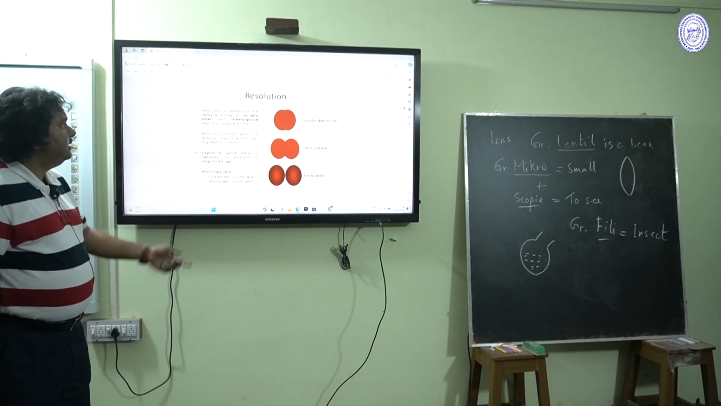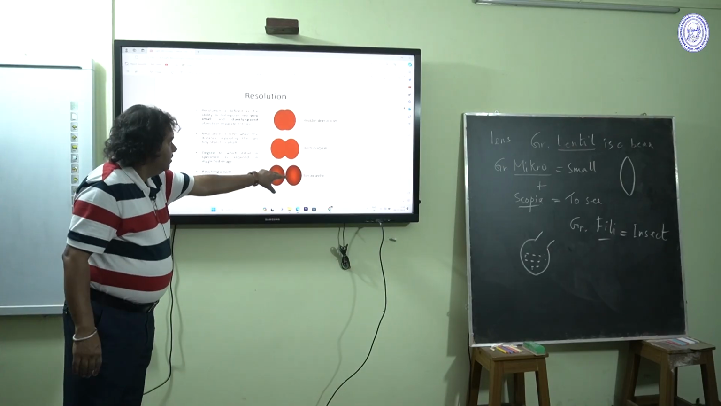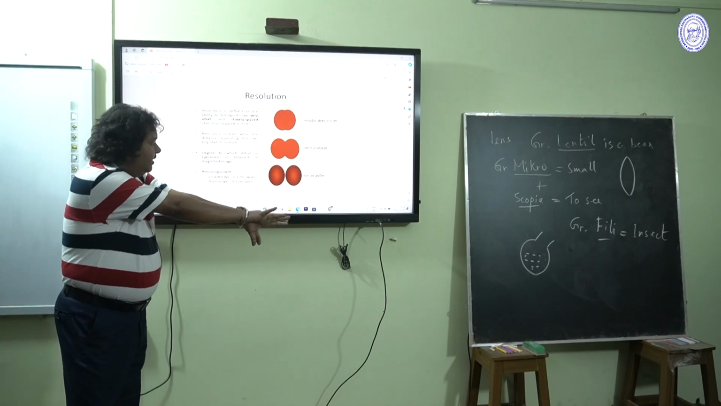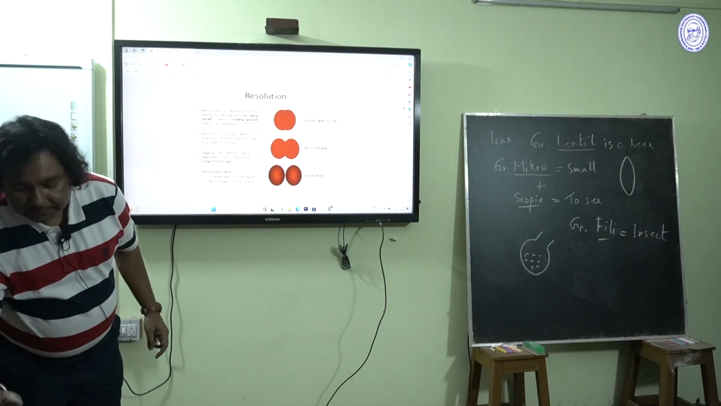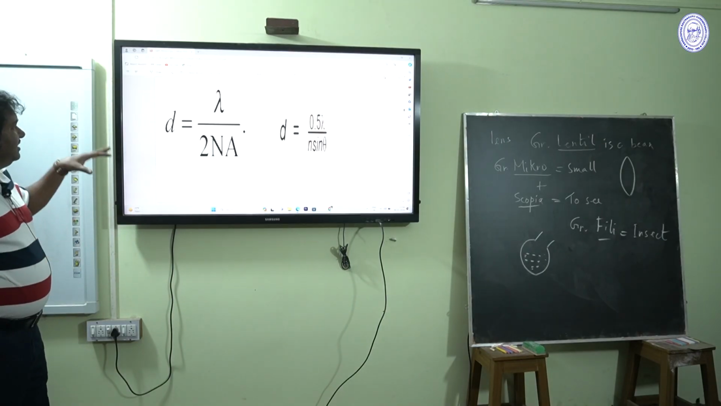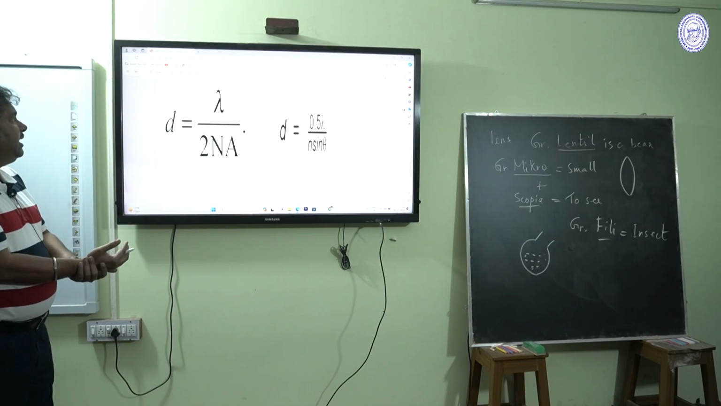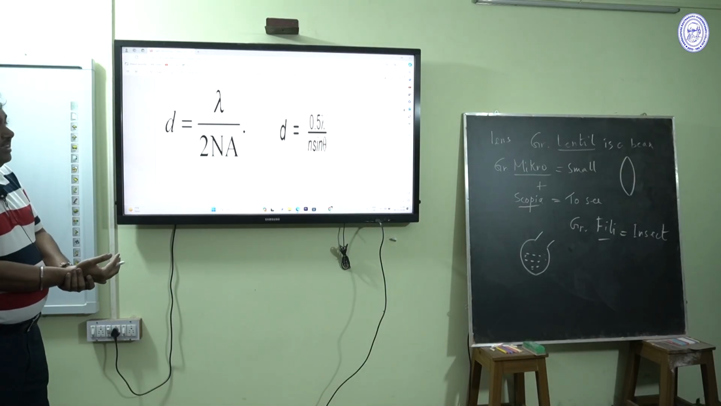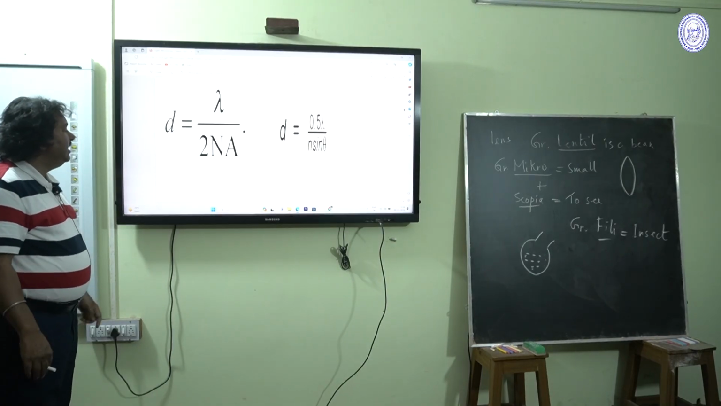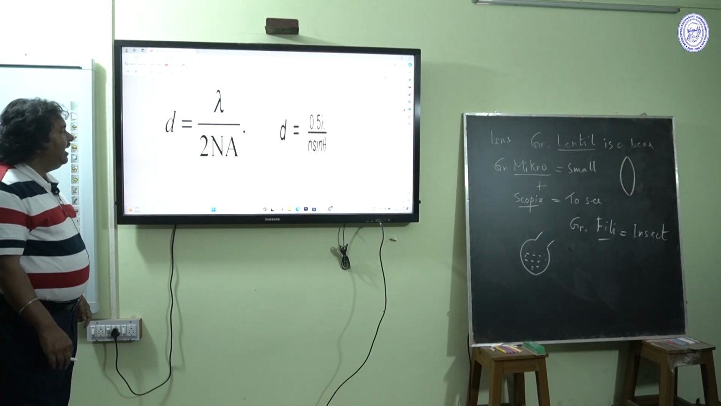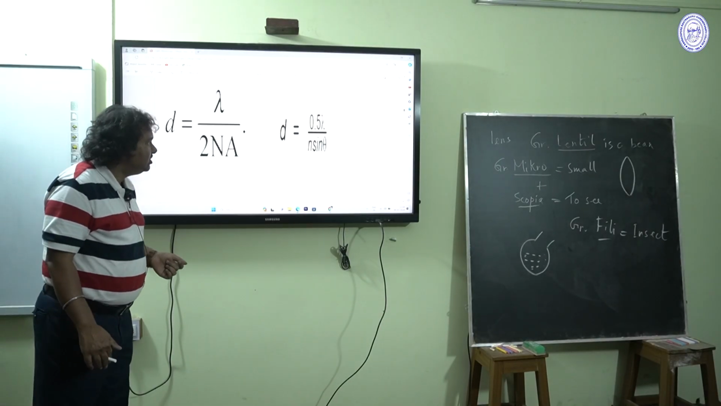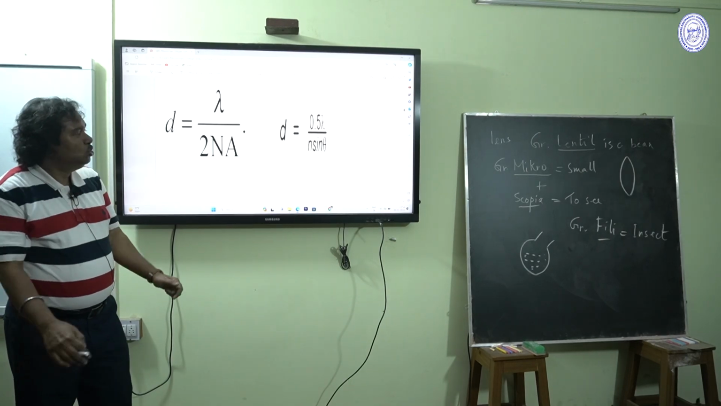This is another diagram showing the resolution. These are the overlapped points. This is less overlapped, and these are 2 points that are separate from each other. This is the equation upon which the microscopic resolution can be calculated. D is the limit of resolution. Lambda is the wavelength of light used. NA means numerical aperture, and that is calculated by n sin theta. n means the medium that is used.